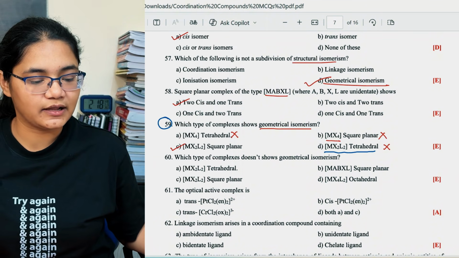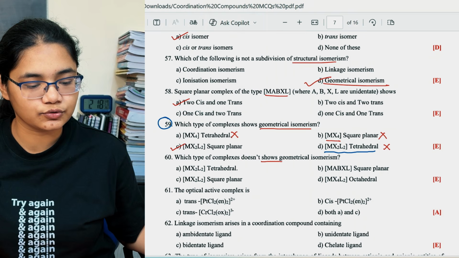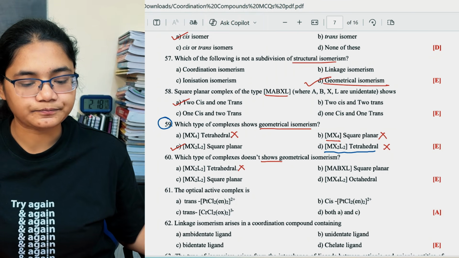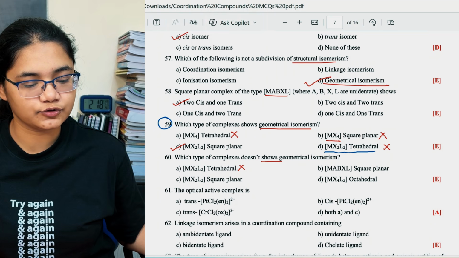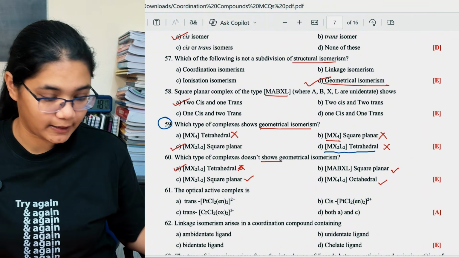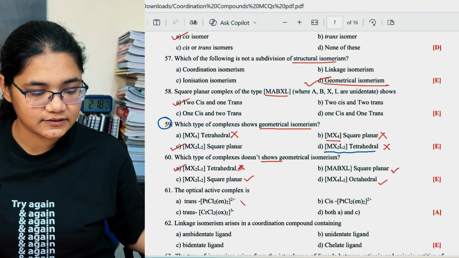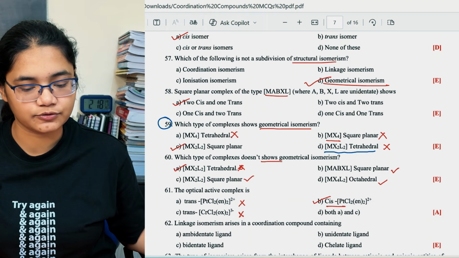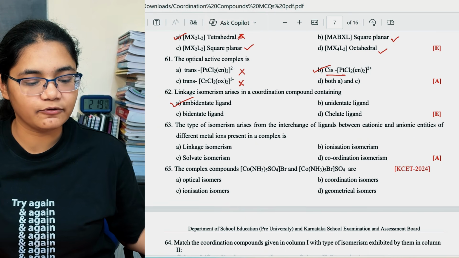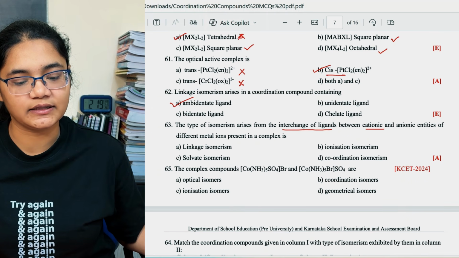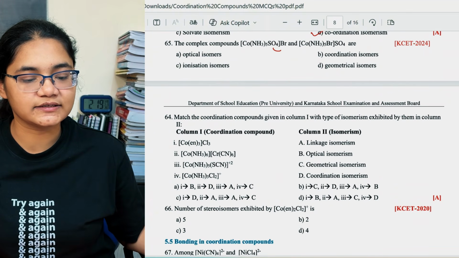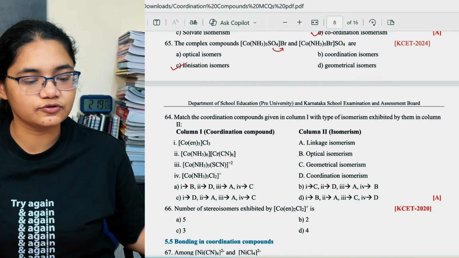Now moving to the next question, that is 60. Which type of complexes doesn't show geometrical isomerism? Again similar, tetrahedral you can eliminate. These two questions, tetrahedral does not show, right? Square planar will show, octahedral will show, and square planar will also show. So this is 60A, which is option number A. Next, the optically active complex: trans is never optically active, cis form is optically active, so option number B here. Next, linkage isomerism arises while containing an ambidentate ligand. The type of isomerism arising from the interchange of ligands between the cationic and anionic complex is coordination isomerism. The complex compounds given here are all ionization isomers, so option number C.